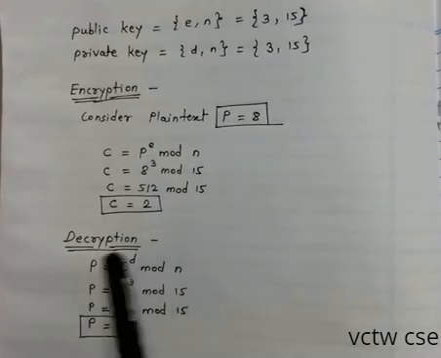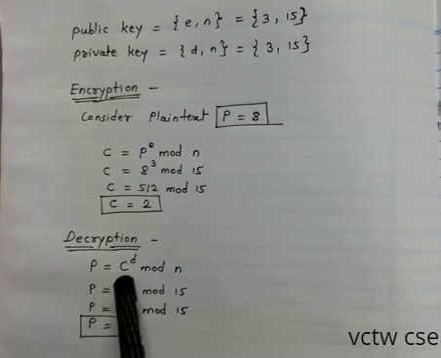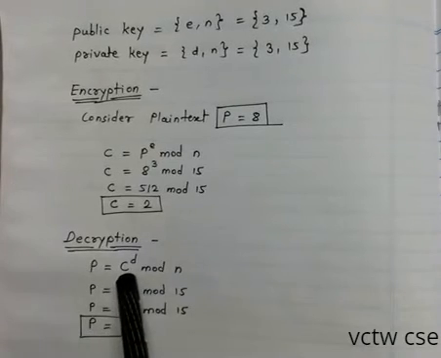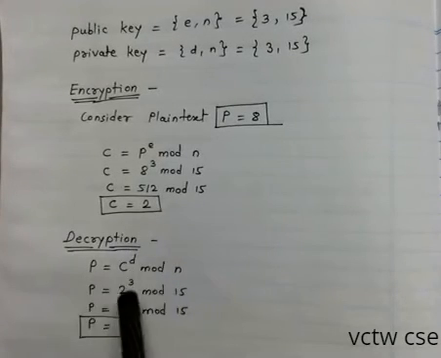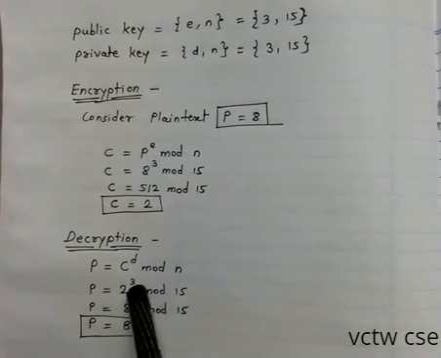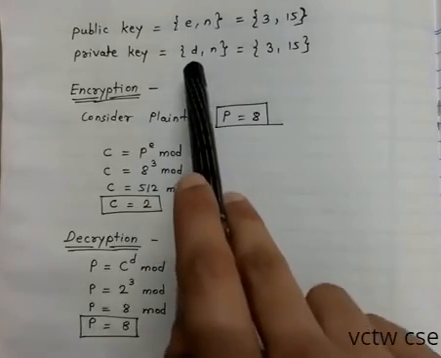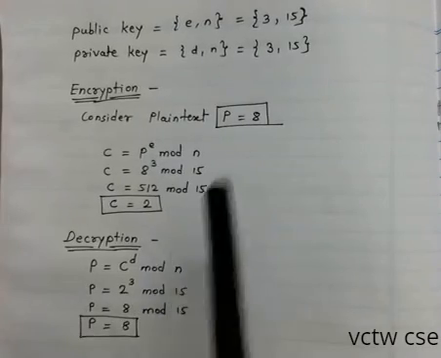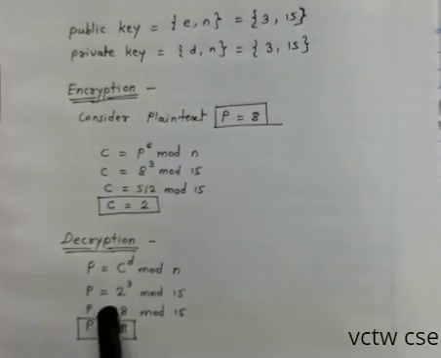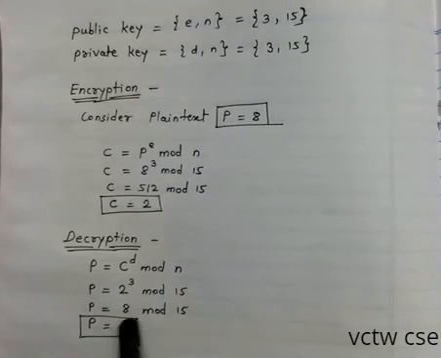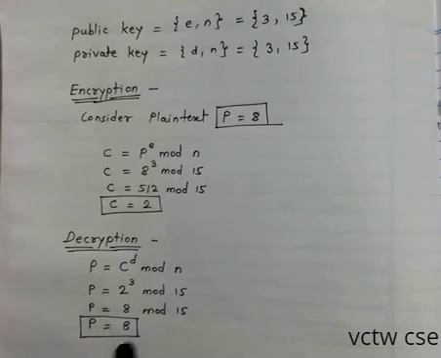For decryption, we have this formula, that is P is equal to C raised to D mod n, where P is the plain text and C is the ciphertext. Now we have these values. Ciphertext is 2, raised to the value of D, which is the private key. So the value of D is 3. So 2 raised to 3 mod n. The value of n is 15. So 2 raised to 3 mod 15, that is 8 mod 15, is nothing but 8. So the plain text is 8.